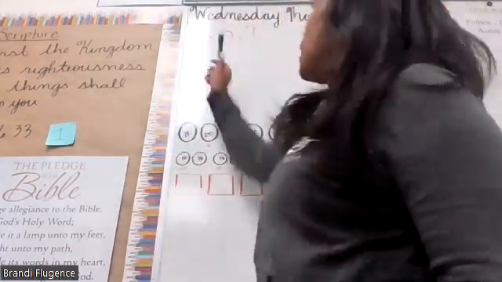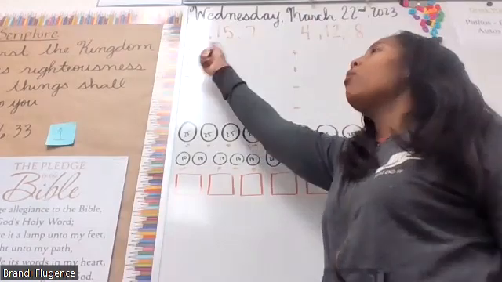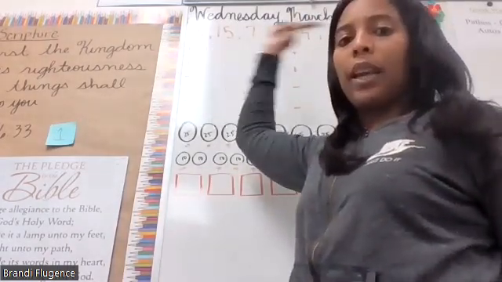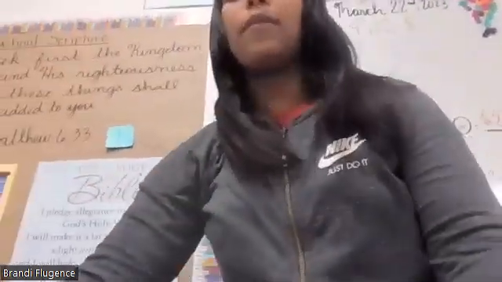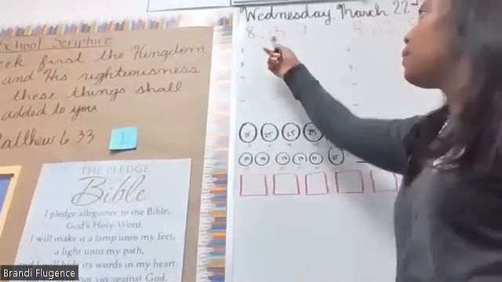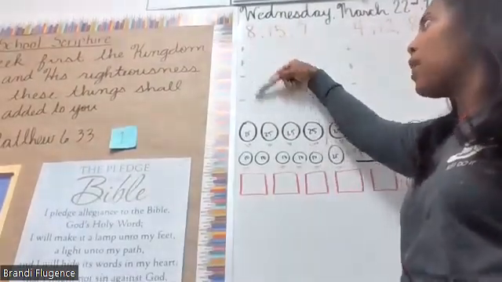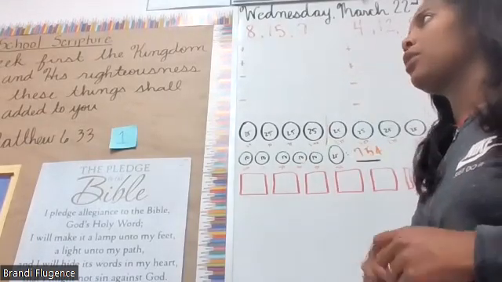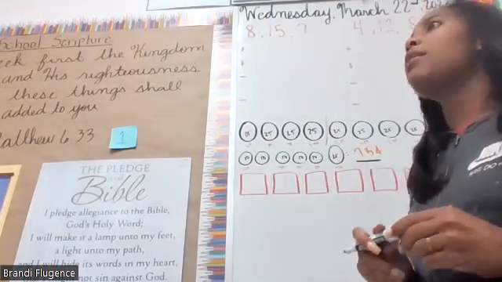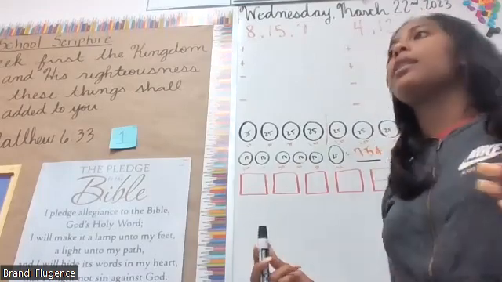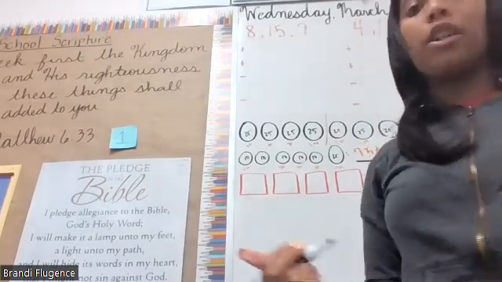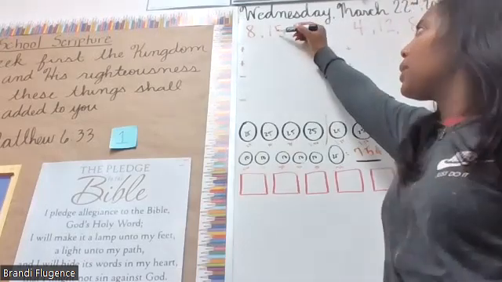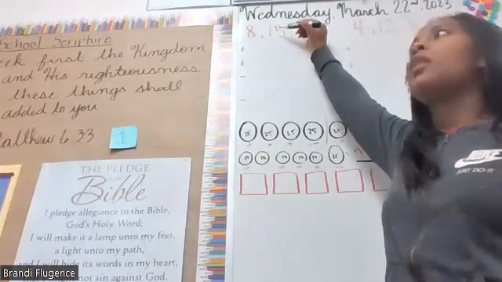Okay. So I have 8, 15, and 7. These are my only 3 numbers that I can use. I can't use any other numbers but 8, 15, and 7. And from these three numbers, I have to create a family of 2 addition facts and a family of 2 subtraction facts. So when I am creating my addition facts, the first thing I need to identify is which number is my largest number.